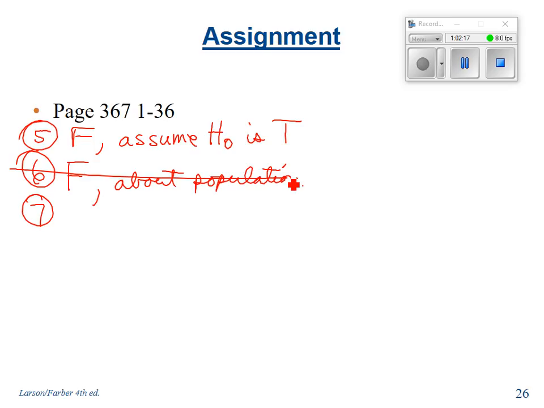If you decide to reject the null hypothesis, you can support the alternative. Is that true or false? If you reject the null, then what are you saying about the alternative? It's true, so that's a true statement. If you reject the null, then you're saying that the alternative must be true. Number 8, what's it say?